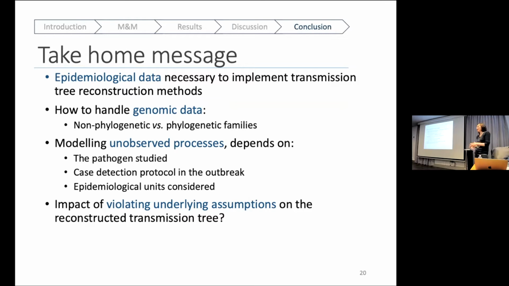So in conclusion, and as a take-home message, we considered the epidemiological data necessary to implement transmission tree reconstruction methods. We defined 3 families according to how genomic data was handled, and considered that the choice of a method depends on the unobserved processes we wish to model, therefore also depending on the pathogen studied, the case detection protocol, and the epidemiological units considered. The impact that violating underlying assumptions can have on the reconstructed transmission tree could be interesting to further investigate.